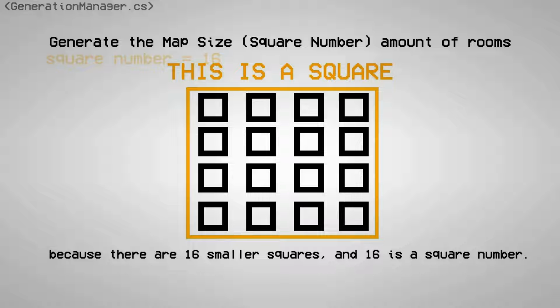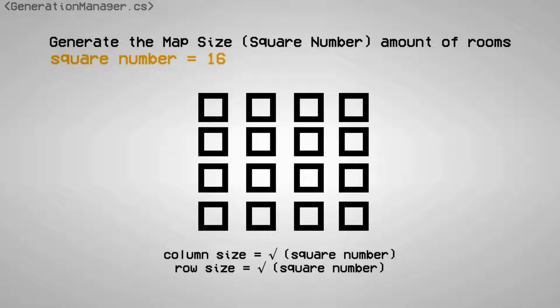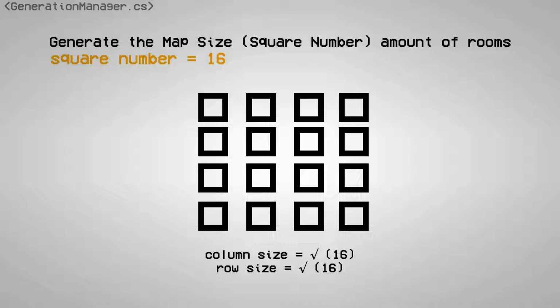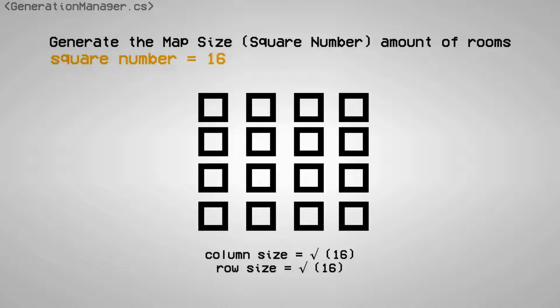If it was any other number that was not a square number, it wouldn't work, and in fact, it would probably crash your game. Now, the math of this is actually pretty simple. The column size and the row size are simply the square root of the square number, like I said previously. So if you count now, each column and each row has specifically 4 boxes in them. This means that the column size and the row size are each going to be the square root of the square number, which is 4.